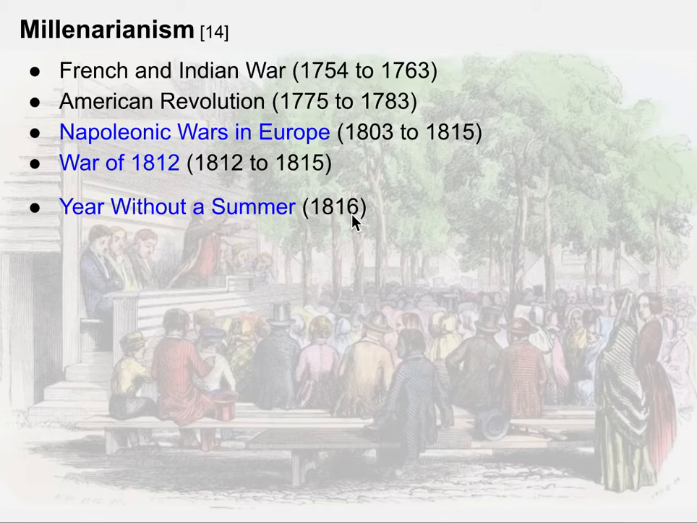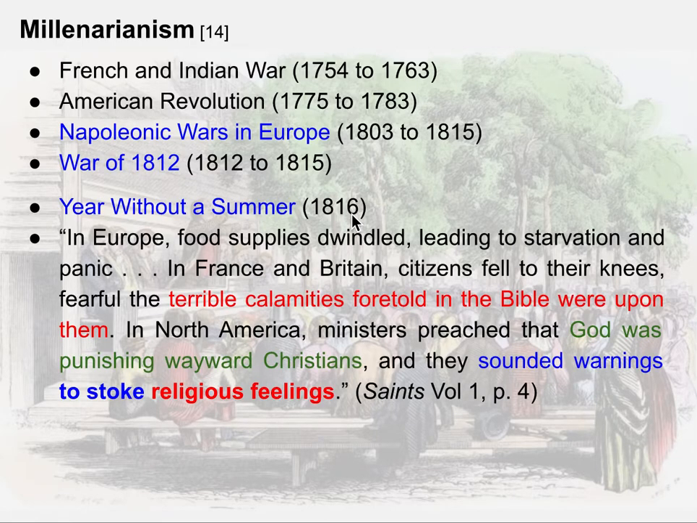Then this quote from Saints Volume 1 regarding the volcanic eruption in 1815 says, "In Europe, food supplies dwindled, leading to starvation and panic. In France and Britain, citizens fell to their knees, fearful that the terrible calamities foretold in the Bible were upon them." Well, why would they believe that? Well, it had to be Matthew chapter 24. "In North America, ministers preached that God was punishing wayward Christians, and they sounded warnings to stoke religious feelings." Saints Volume 1, page 4.